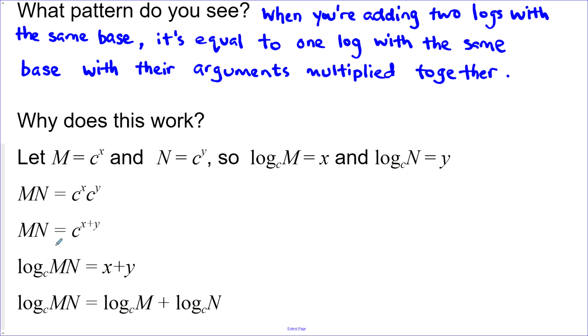And then from here, we can rewrite this into log form. So the base of the exponent is c, so it becomes the base of the log. m and n become the argument of the log, and the exponent is freed up. And then at this step, we go back and we replace x with log base c of m, and log base c of n replaces the y. And this is our first log law.